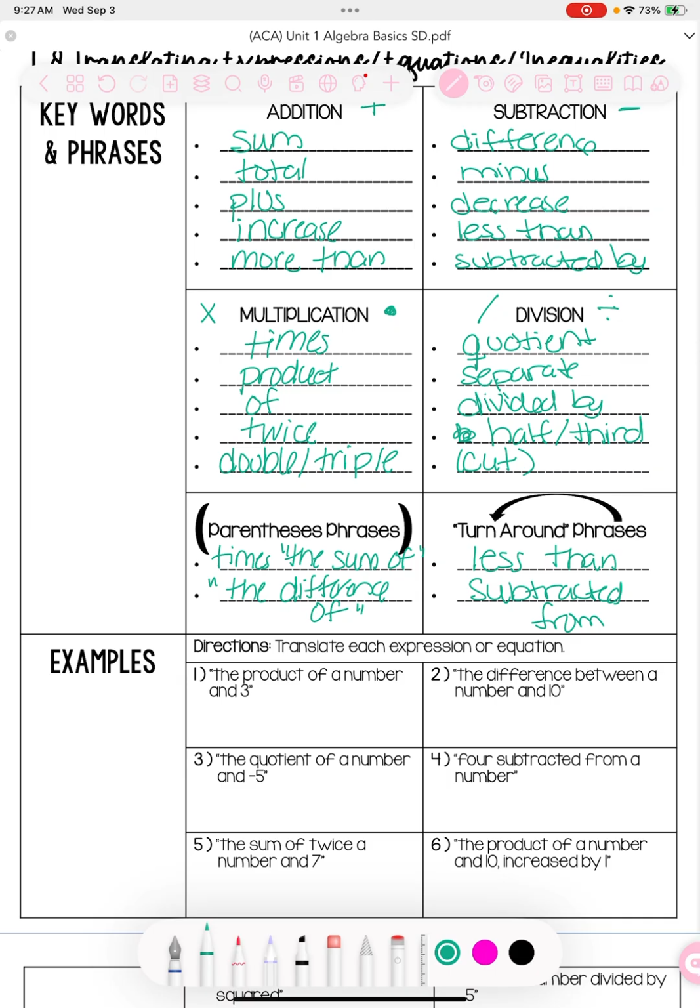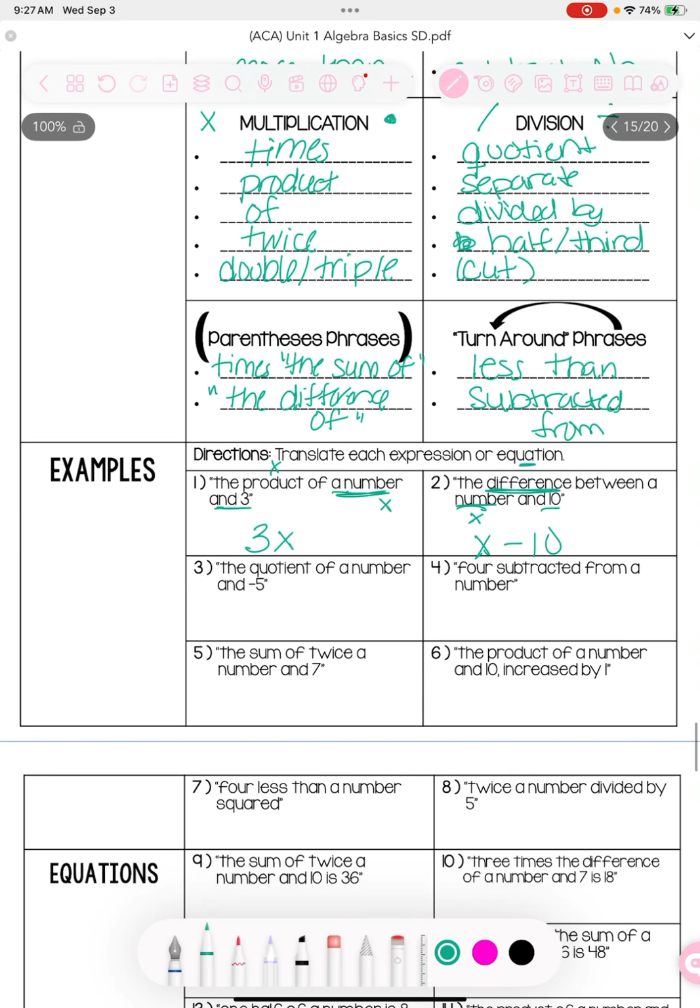Okay, so now the product of a number, that's going to be, says a variable, so we could use x here or we could use an n, probably use x, and 3. Product means we're going to multiply it, so we have 3x. The difference is subtraction between a number and 10. What we want to do here is a number and 10. The quotient of a number and -5. Quotient says we want to divide. The number is x and -5, so we have x over -5.